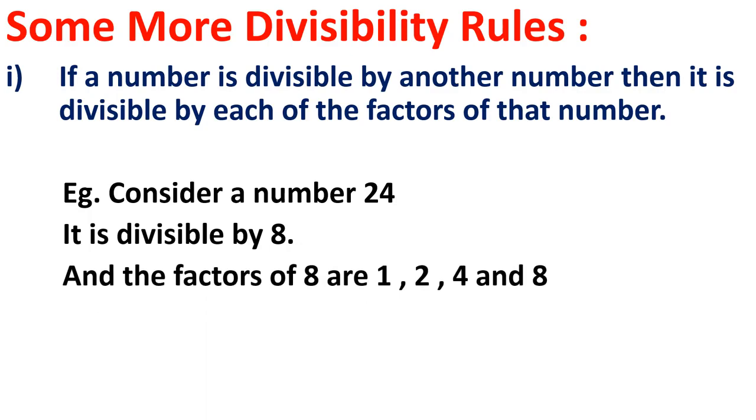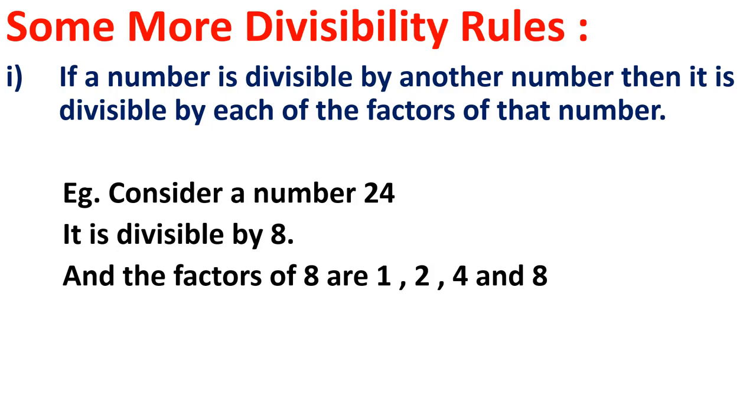And factors you know how to make. Factors of 8 are 1, 2, 4 and 8. In this table 8 will come: 1 8 is 8 and 2 4s are 8. Now you can see that 24 is divisible by all the factors of 8 also.